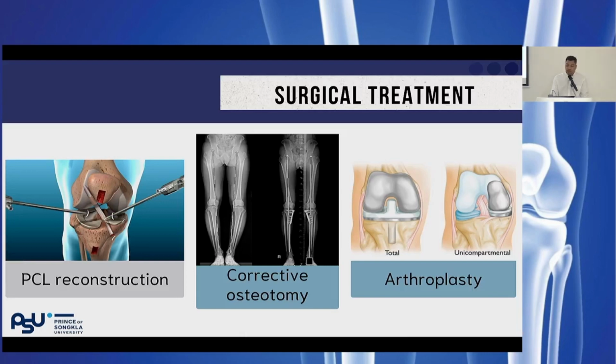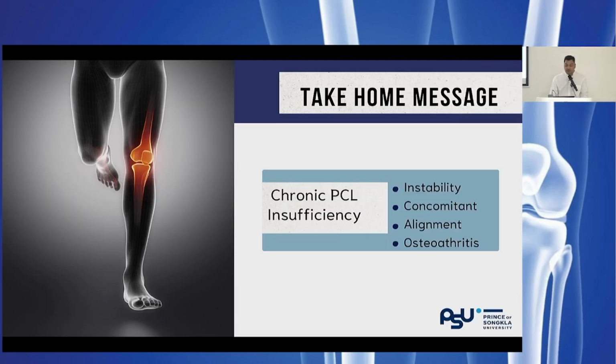So, in conclusion on surgical treatment of chronic PCL insufficiency: instability is managed by PCL reconstruction, and don't forget to look for concomitant injury. Malalignment can be managed by corrective osteotomy; if the patient still has instability, staged corrective osteotomy followed by PCL reconstruction can be chosen. Finally, if the patient has severe osteoarthritis, it can be managed by arthroplasty. For the take-home message, in the treatment of chronic PCL insufficiency, the instability, concomitant injury, alignment, and osteoarthritis must be addressed. Thank you for your attention.